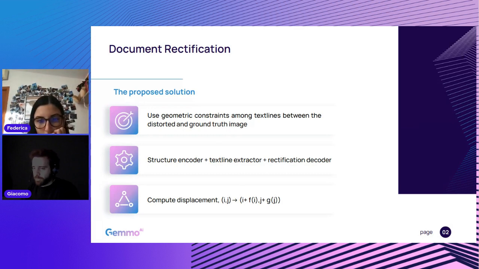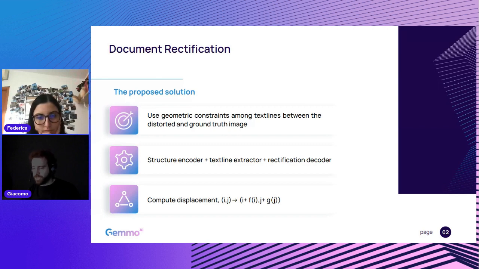And so these guys are proposing a new architecture, which is sort of complicated, if you like, and I will explain it in more detail in a different section. But for the time being, just keep in mind that it's composed of a structure encoder, text line extractor, and a rectification decoder. And so, well, neglecting all these fancy words, the idea is very simple.